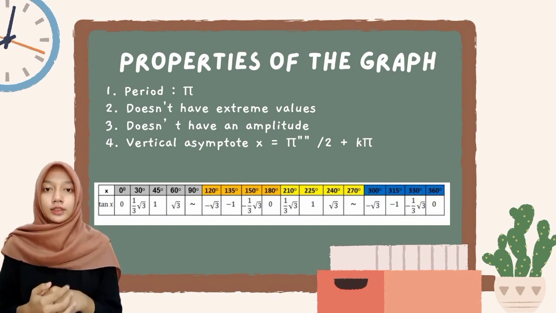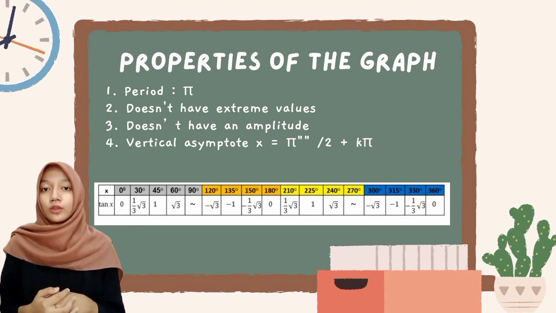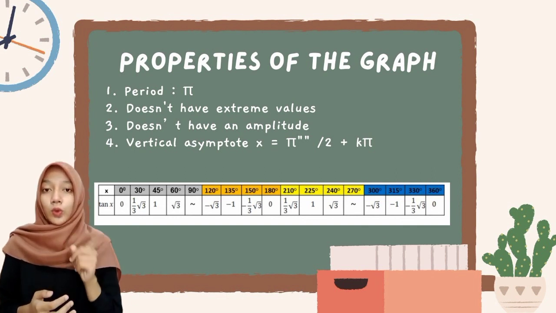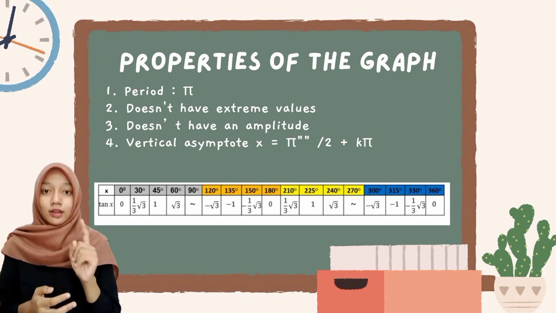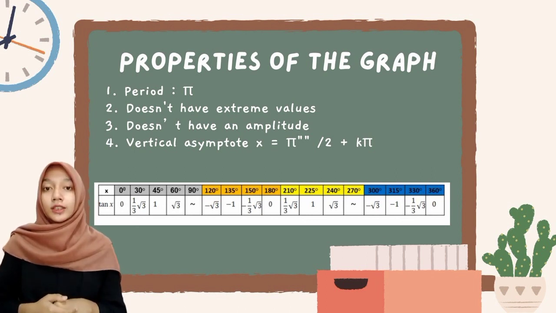X 225 degrees, tan x is 1. X 240 degrees, tan x is square root of 3. X 270 degrees, tan x is undefined. X 300 degrees, tan x is minus square root of 3. X 315 degrees, tan x is minus 1. X 330 degrees, tan x is minus 1 divided by 3 times square root of 3.